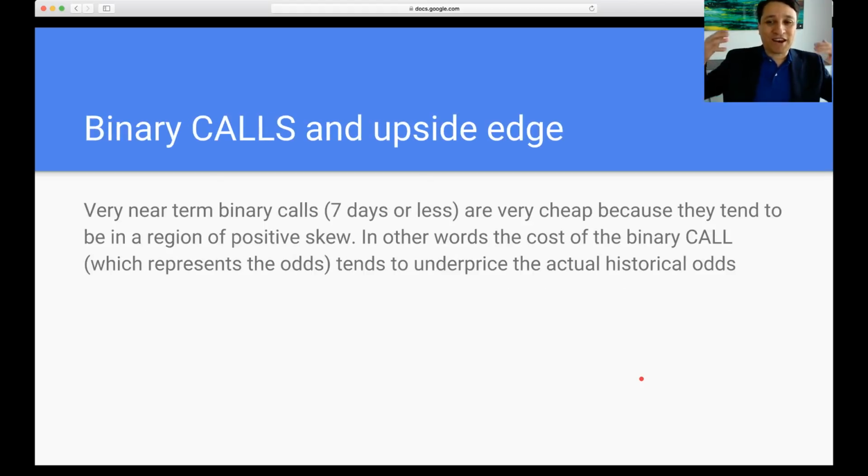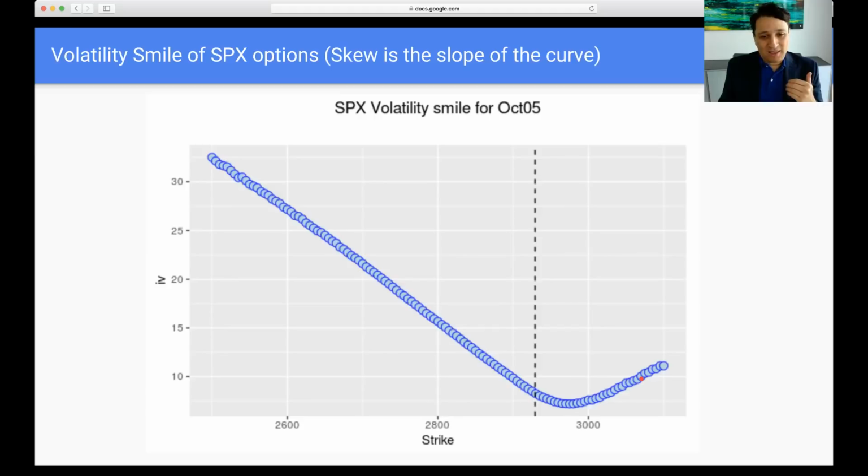So now we arrive at the meat of this presentation. What is the meat of the presentation? It is that binary calls contain upside edge. There is a tremendous upside edge in binary calls, and in particular near term. Why near term? Because of this skew here in this area. This is for October 5th, and this video has been recorded on Saturday, September 22nd. So this is actually two weeks from now, and it is based on prices from yesterday, Friday at 4.